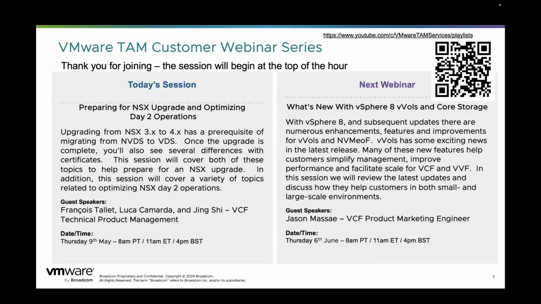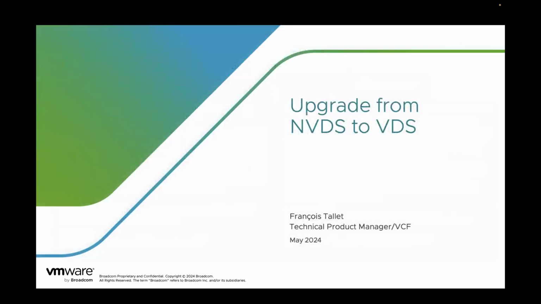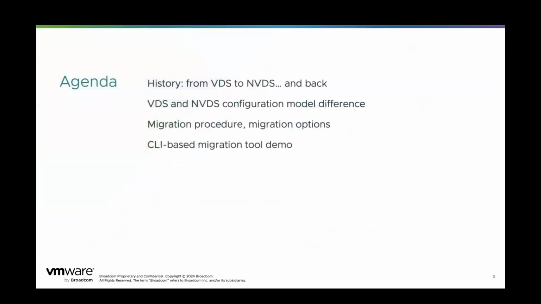So let me quickly move to my topic, and I'll cover Jing's after this one. This is about upgrading from nVDS to VDS, and as was already said, it's now mandatory in order to reach NSX 4.0 because the nVDS has been deprecated in NSX 4.0. So you need to perform this migration in order to upgrade to NSX 4.0.